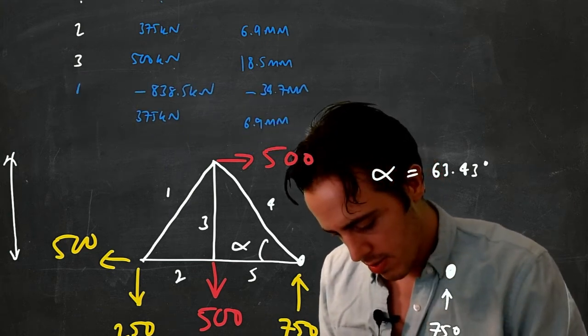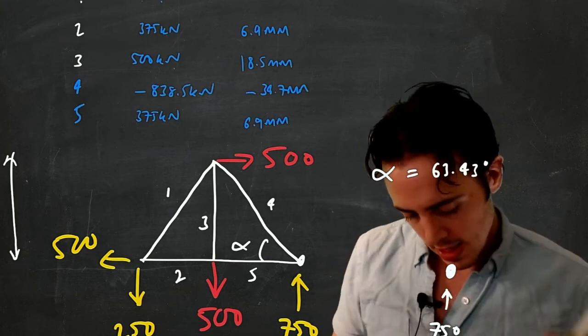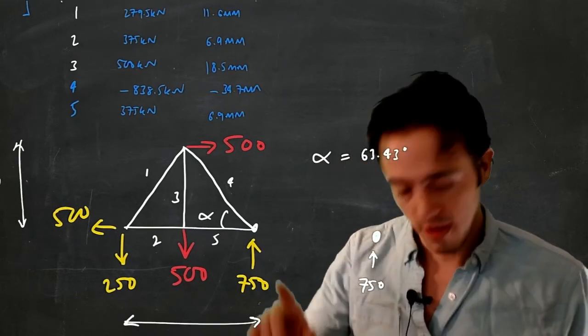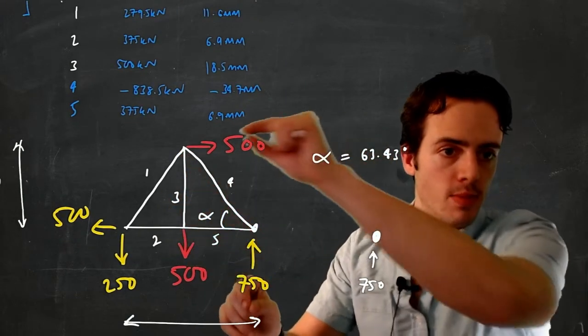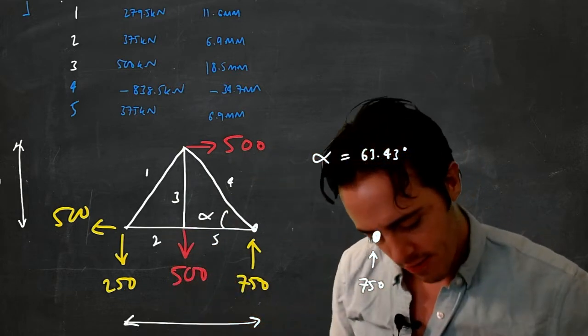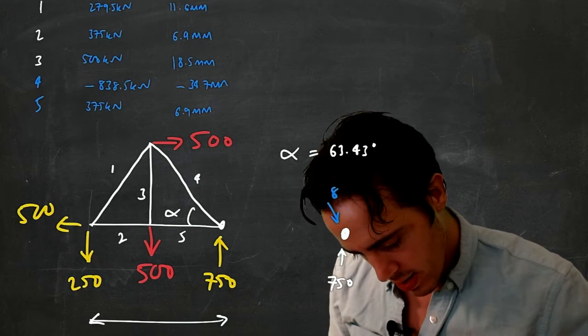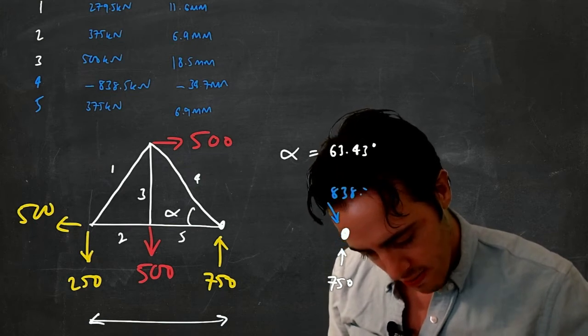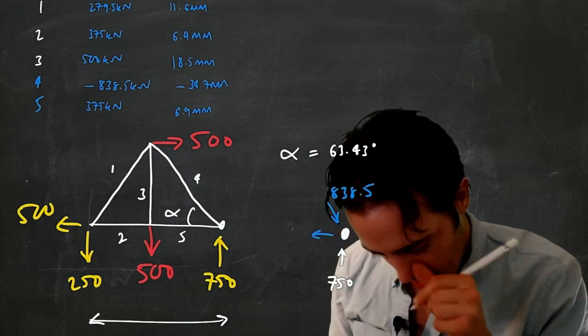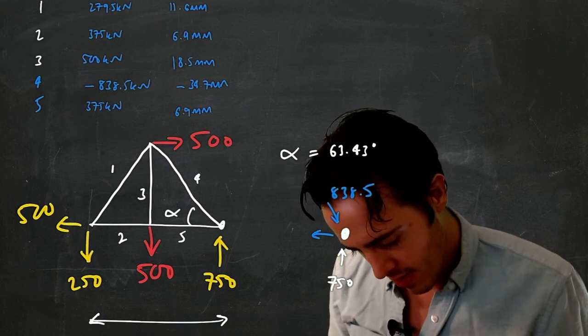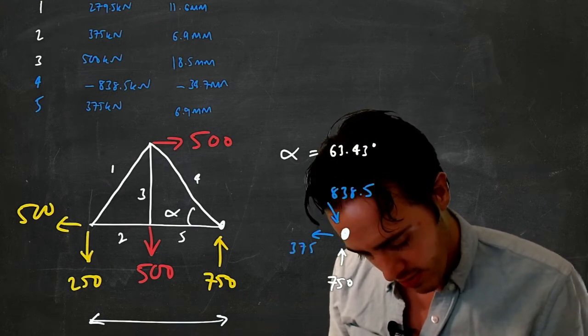I knew those numbers didn't quite look sensible. Now, that makes more sense to me. Member 4 should be in compression here because it's being pulled here. And that makes sense. So 4 should be a compressive force, and it says that it's a force of 838.5. And we've got a tensile force in member 5 of 375.